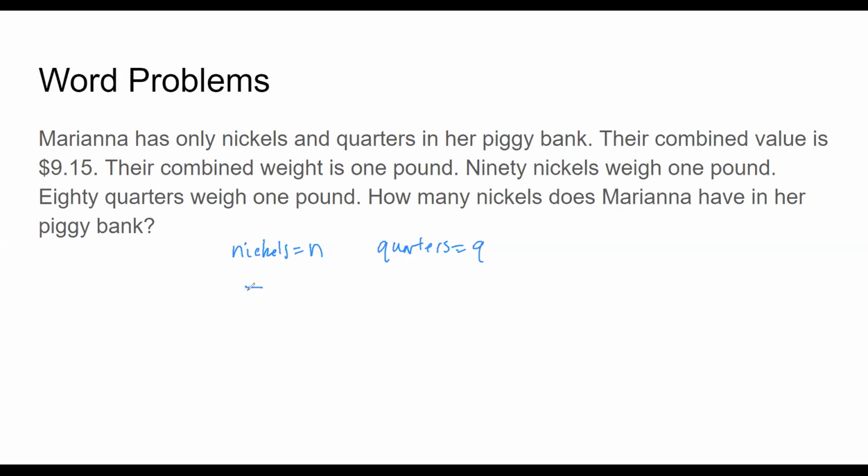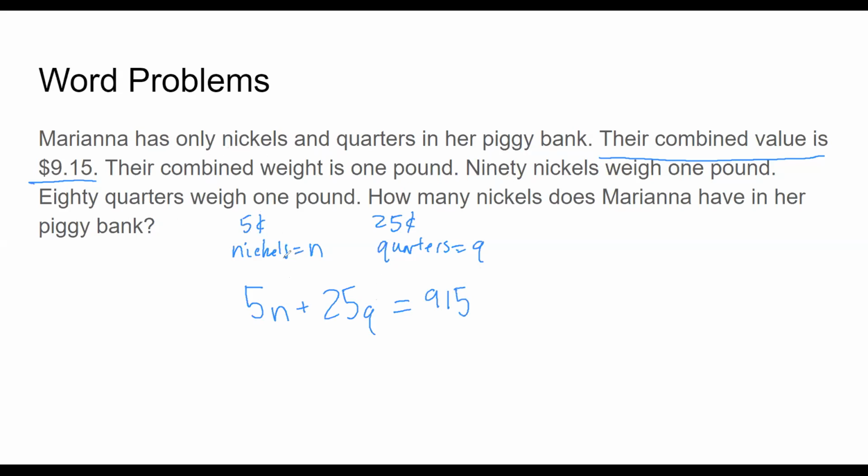We're not going to worry about the weight yet. We're just looking at the first statement here. The key is to realize we know the value of a nickel. A nickel is 5 cents, and a quarter is 25 cents. And then they give us the amount of money it's worth total. So we can set an equation: 5 times n plus 25 times q, it's all in cents, is equal to 915. Does this make sense to everyone?